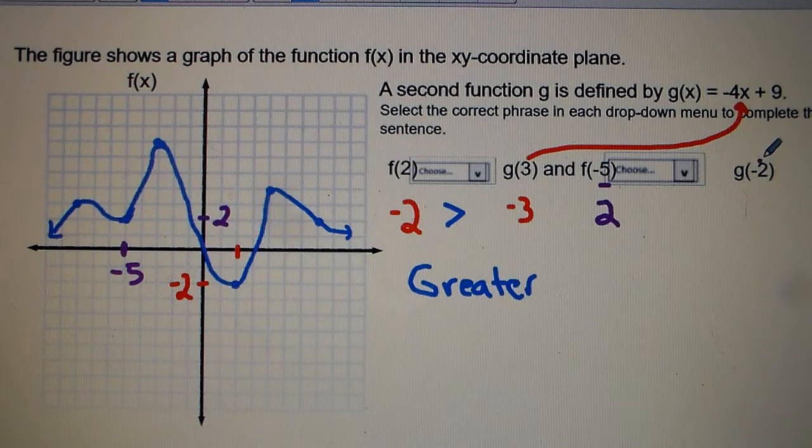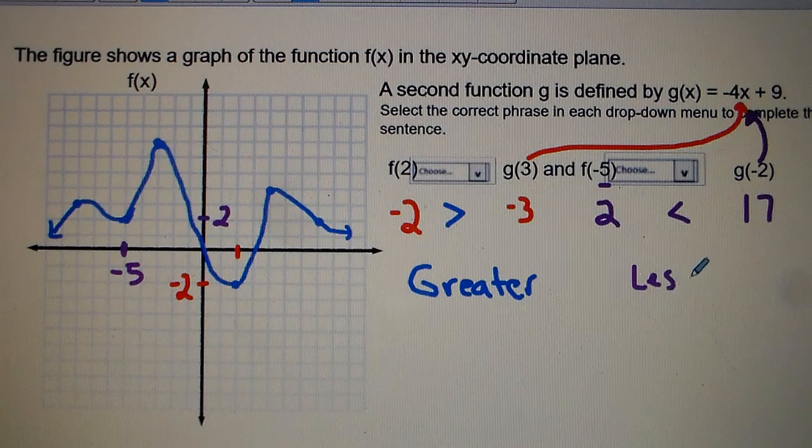Now g of negative 2: you put negative 2 in for the x because we're putting it into the g function. So negative 4 times negative 2 gets us positive 8. Positive 8 plus 9 gets you positive 17. So is 2 less than 17, equal to 17, or greater than 17? Well, 2 is less than 17. So in the drop-down menu, we're going to choose less than. So we're saying f of negative 5 is less than g of negative 2.